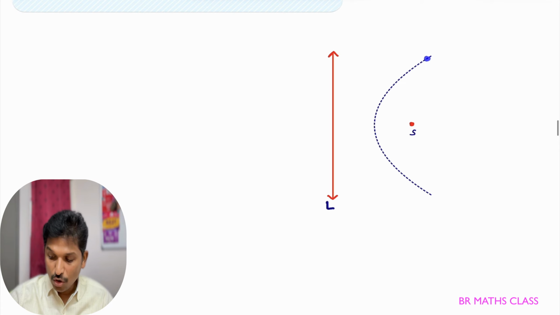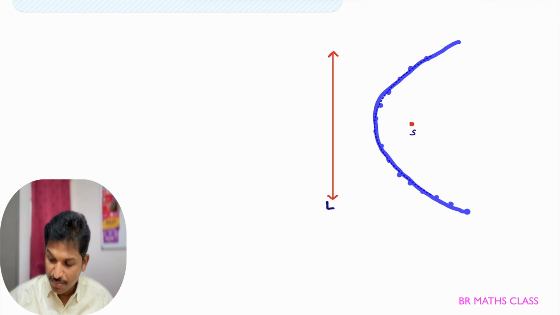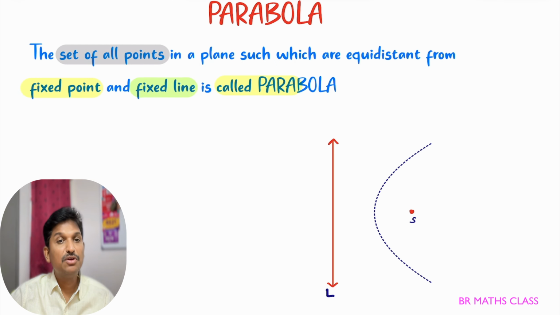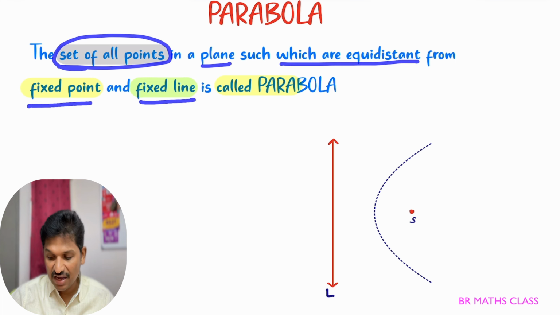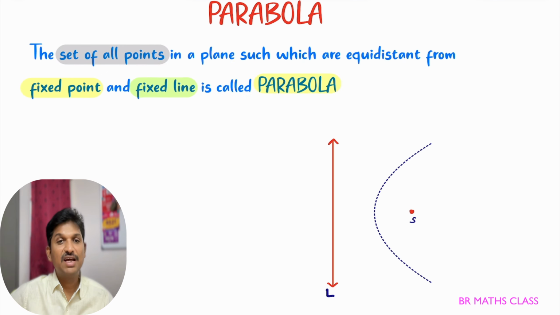So you consider all such points which are equidistant from the fixed point and the fixed line. You join them, you will get a shape. That shape is called a parabola. You just observe the definition. The set of all points in a plane which are equidistant from a fixed point and a fixed line is called a parabola. I hope you understand the definition of a parabola.